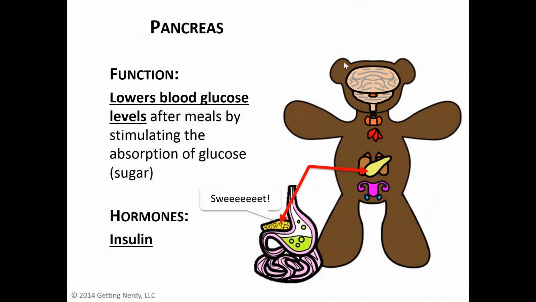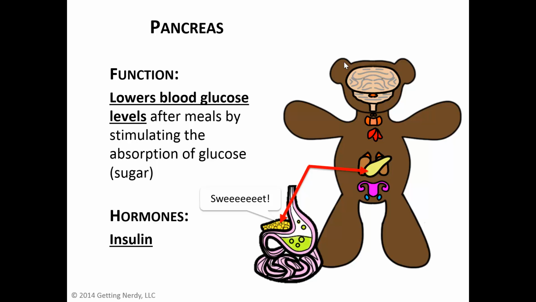And then finally, the last hormone that we're going to study is the pancreas. Now, the job of the pancreas is to lower your blood glucose levels, which means that it lowers your blood sugar. If you go and eat a bag of candy, your body is not going to want all of that sugar in your circulatory system, and so the pancreas will secrete a hormone called insulin, whose job is to lower your blood sugar level back to a normal rate.